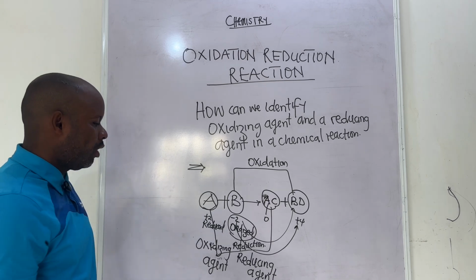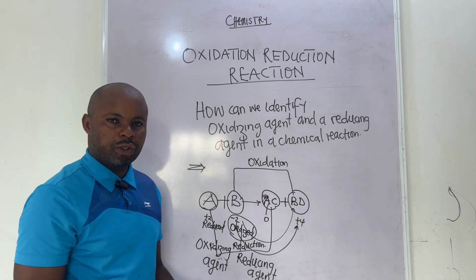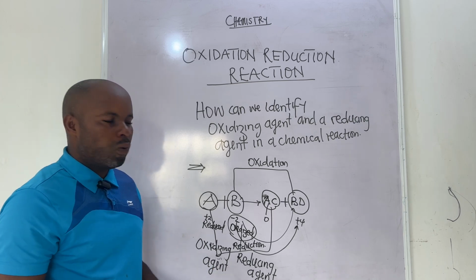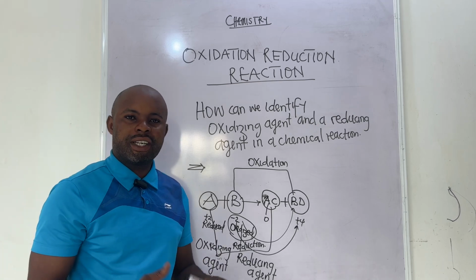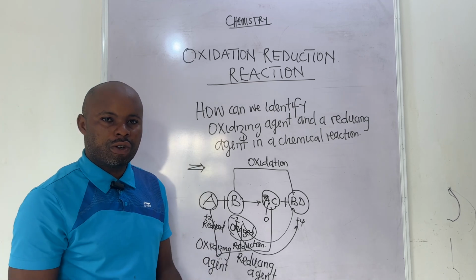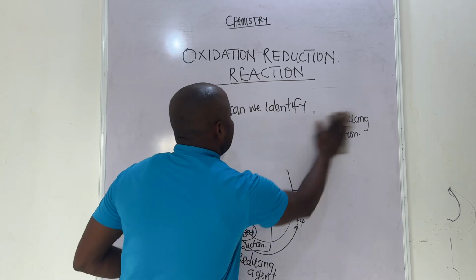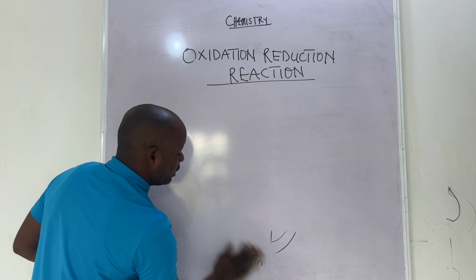With this knowledge, we are going to introduce a simple approach so that we can identify the oxidizing agent and the reducing agent. With the idea of the oxidizing and reducing agent, we'll be able to identify when a reaction is redox or not. So let's use a very good example to explain this concept.